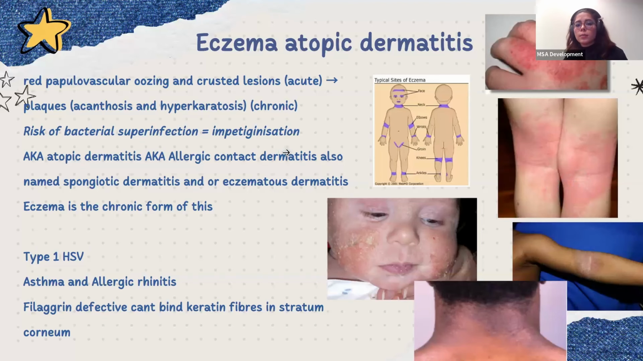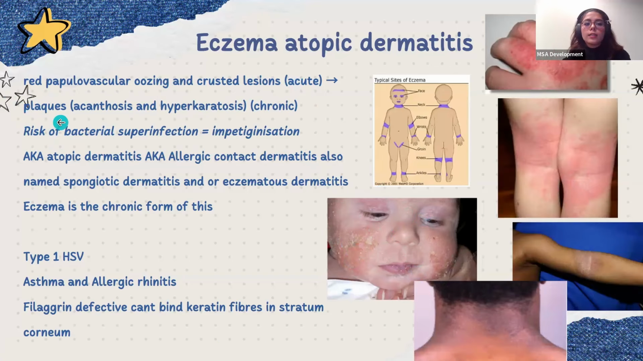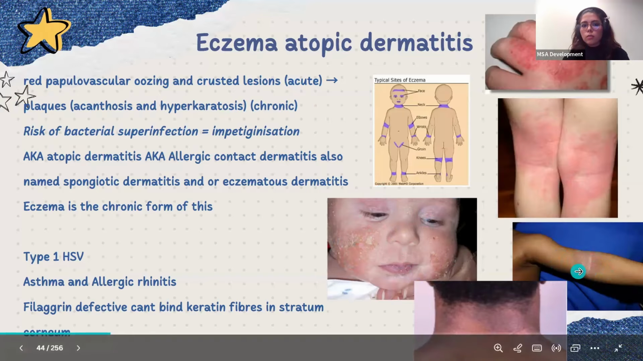Eczema, atopic dermatitis. You most likely have met someone with eczema. They are red papulovesicular oozing encrusted lesions. You can see here, this is in acute. Or plaques, acanthosis, and hyperkeratosis, which is this, which is more chronic.